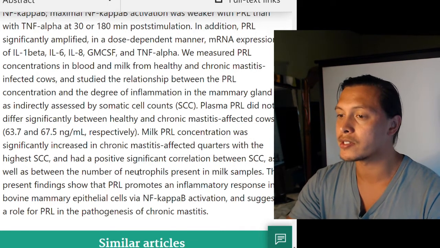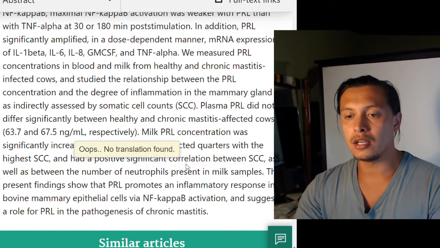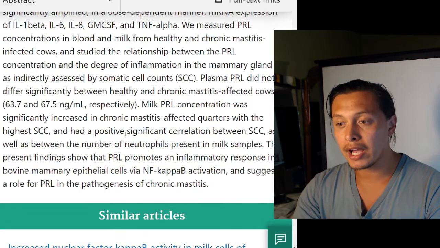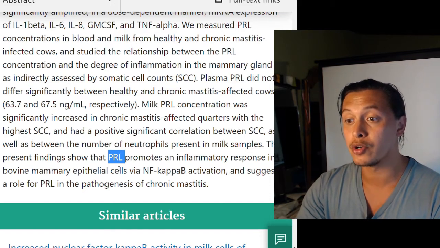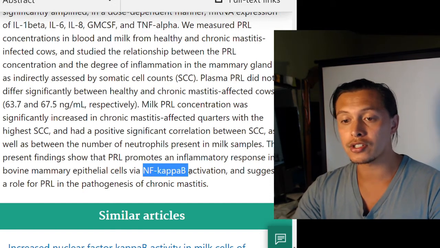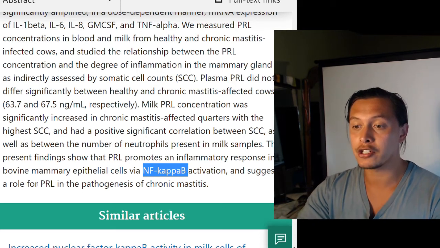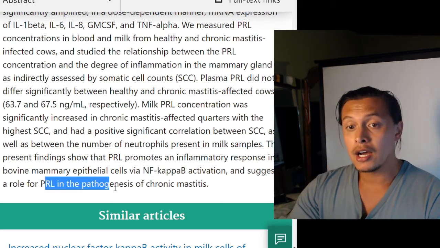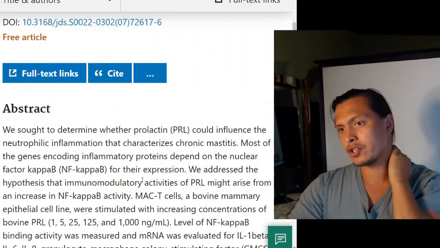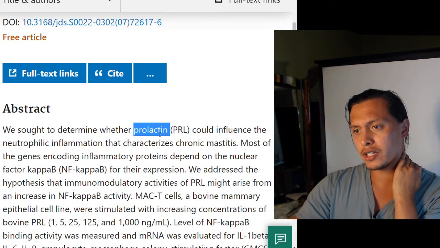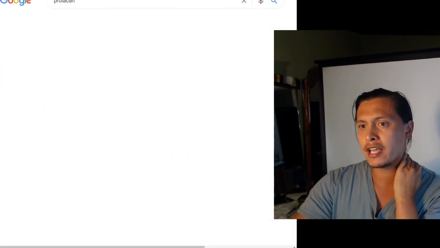I wouldn't be able to tell you exactly what this is doing. Anyways, the present findings showed that prolactin promotes an inflammatory response in bovine mammary epithelial cells through nuclear factor kappa B activation and suggests a role in prolactin in pathogenesis of chronic mastitis.